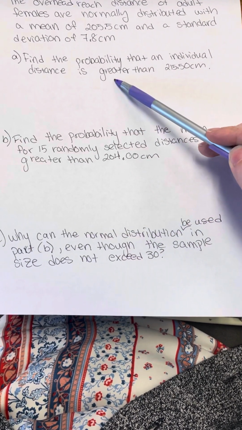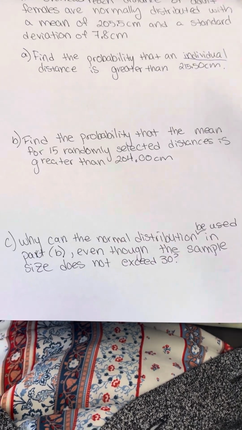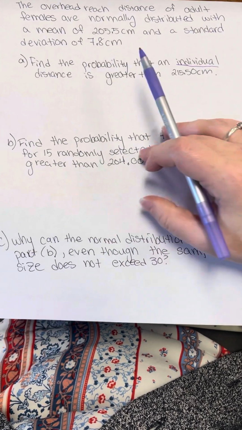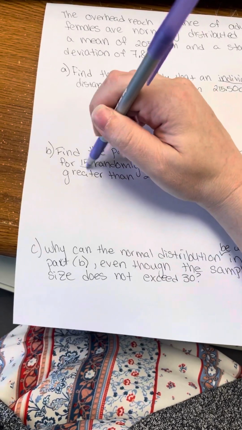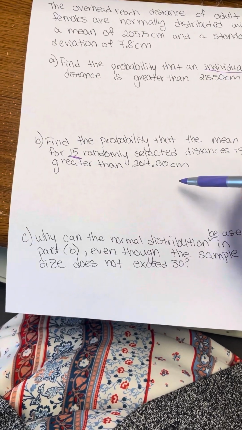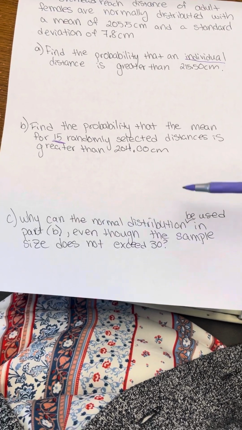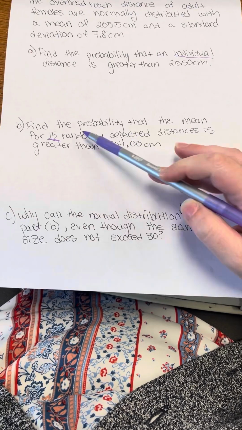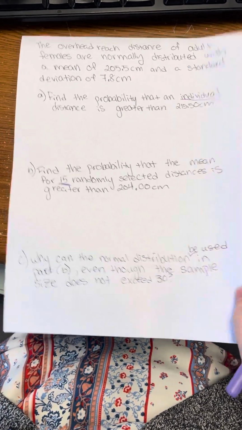I want to find the probability that an individual distance is greater than 215.5. I want to find the probability that the mean of 15 randomly selected distances is greater than 204 centimeters. And then I want to know why I can use the normal distribution for part B if its sample size is only 15. Well, I'm going to answer the third one first.